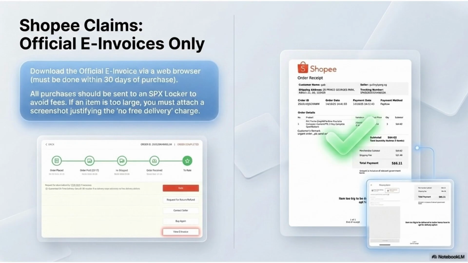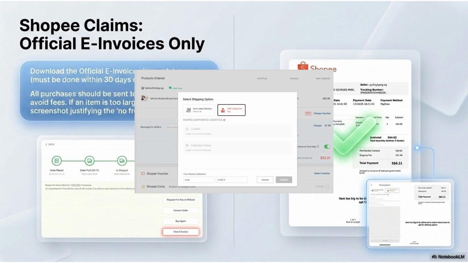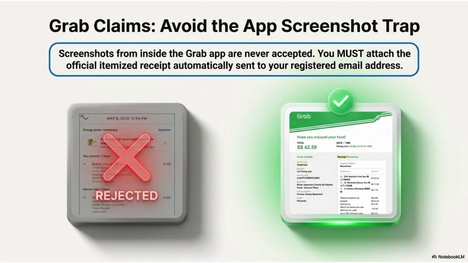Now, since we literally buy everything online these days, let's drill into specific platforms, starting with Shopee. If you're claiming a Shopee purchase, standard order screenshots from your phone are not going to cut it. You must download the official e-invoice via a web browser, and you've got to do this within 30 days of purchase. Plus, try to send purchases to an SPX locker to avoid delivery fees. If an item is just too big for a locker, you're required to attach an additional screenshot explicitly justifying that no free delivery charge.